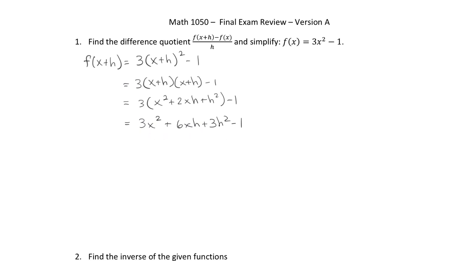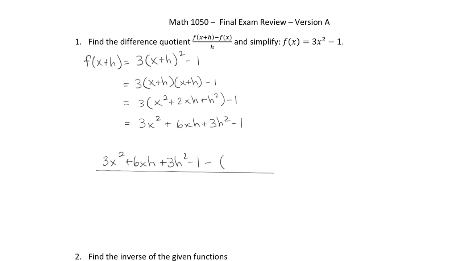So this is what replaces f of x plus h on the top left of this fraction. The top right is just going to be replaced with f of x. So now the difference quotient becomes f of x plus h, which is this, minus f of x, which is this.